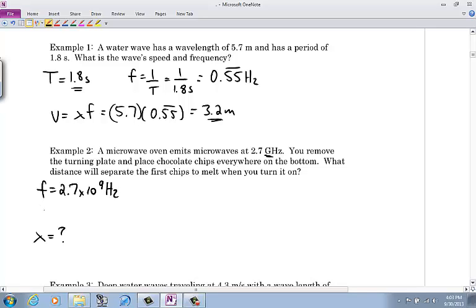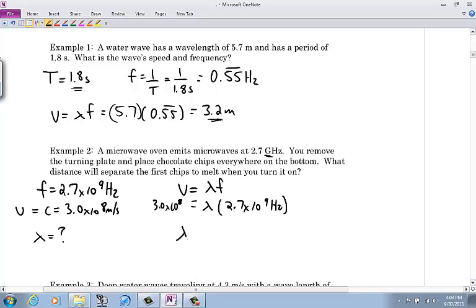On your formula sheet, you can see that microwaves are a form of electromagnetic radiation, which is given the letter C for speed. So the speed of light is 3.0 times 10 to the 8 meters per second. It's under the constants on the formula sheet. So looking at your wave speed equation, speed is equal to the wavelength times the frequency. We have our speed, which is 3 times 10 to the 8 meters per second. Our wavelength is what we're trying to find, and our frequency is 2.7 times 10 to the 9 hertz. Solving for wavelength, you'll see that it is 0.11 meters. So 11 centimeters from other chocolate chips, you'll see them starting to melt.